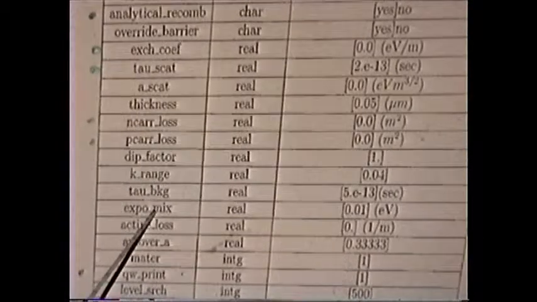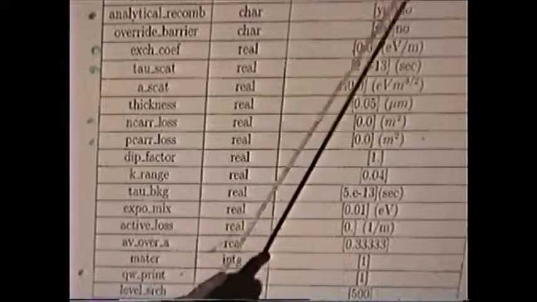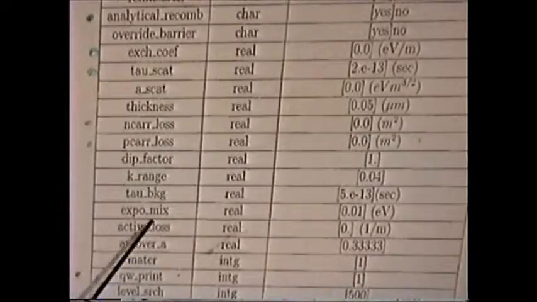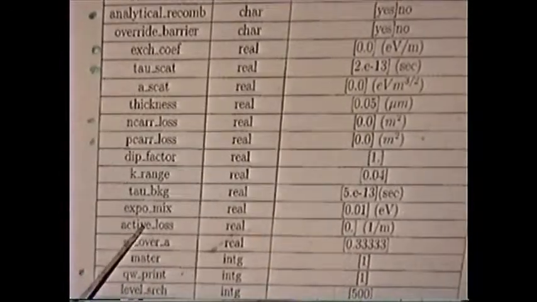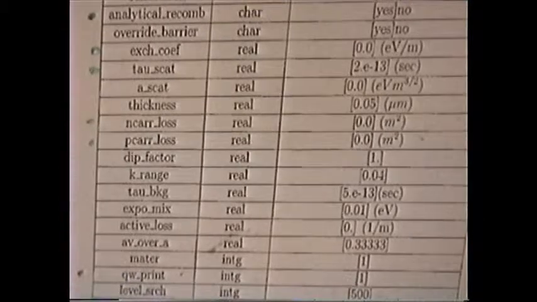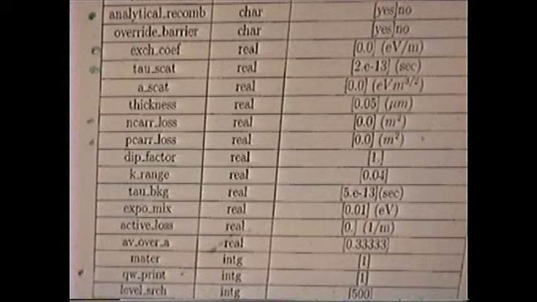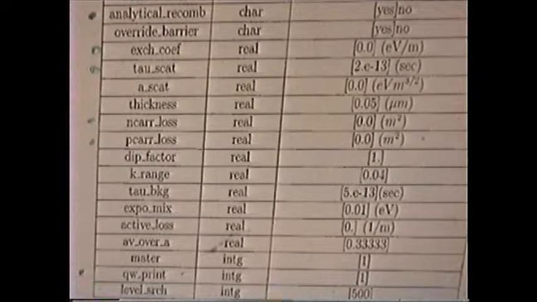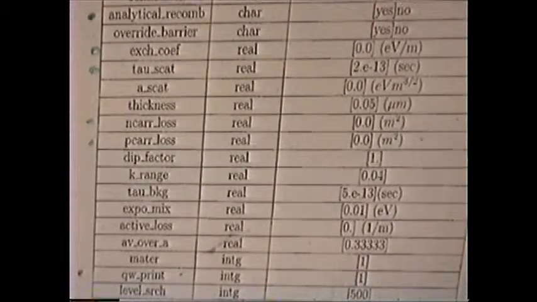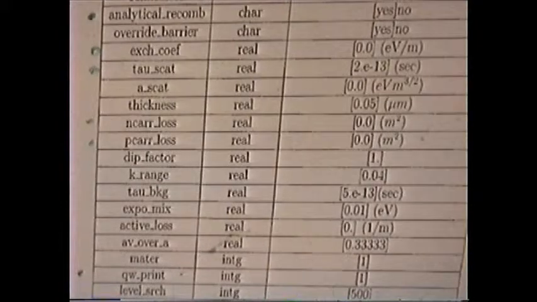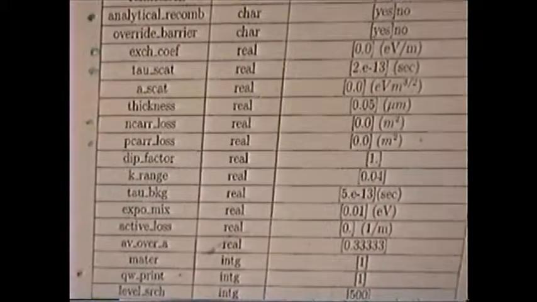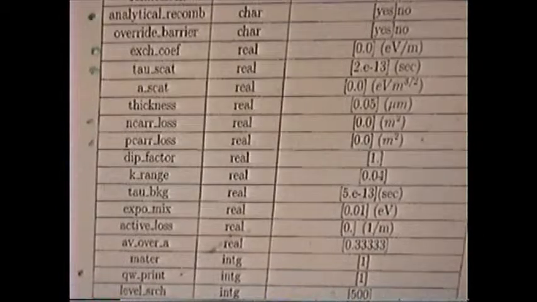These two parameters are part of these models here. I don't use them normally. Active loss is a background absorption in the quantum well. If you have photon scattering losses due to interface roughness that do not depend on the carrier density, you use this active loss parameter. It's a one over meter parameter for a background loss in the active region.